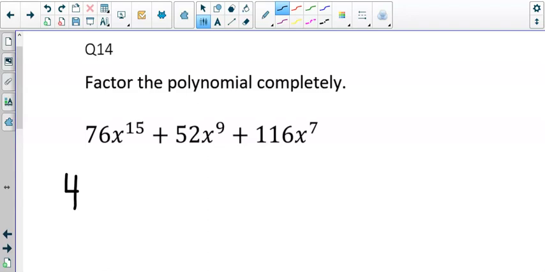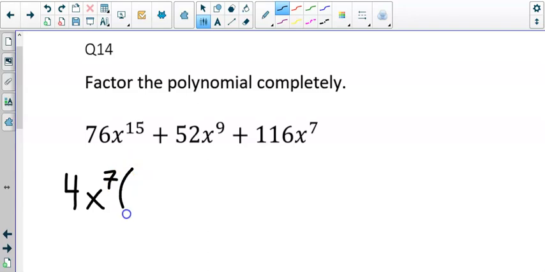Okay, then we look at the variables. Do all these have a common variable? Yes. So since we said yes, we're going to pull that variable out. Now, the most amount of variables you can pull out is the smallest exponent. What's the smallest exponent on x? 7. So that's the most amount of x's I can pull out of everybody, that everybody can cover.